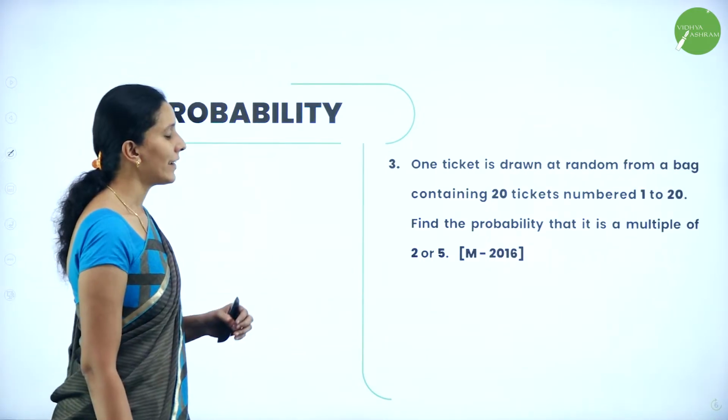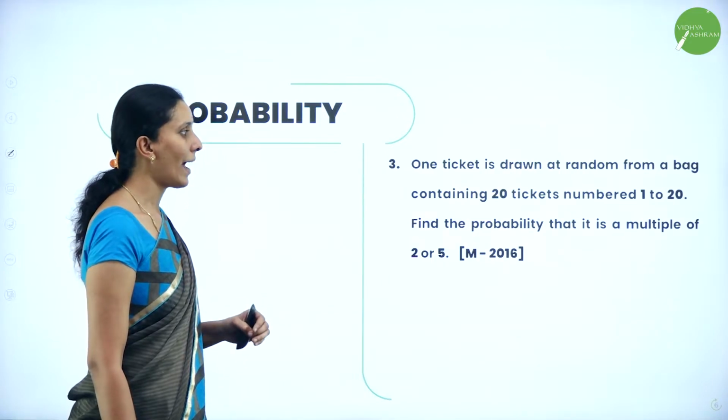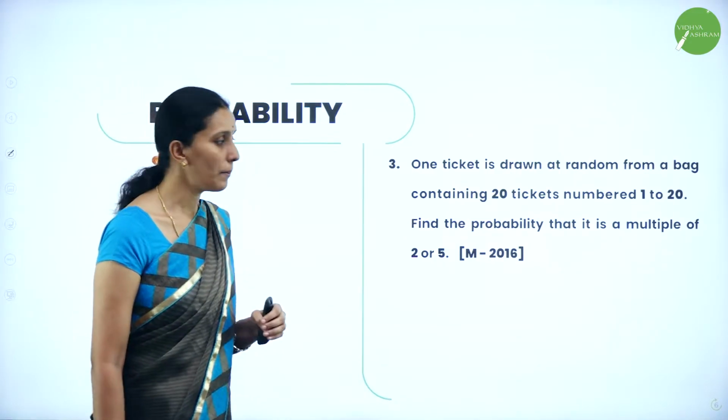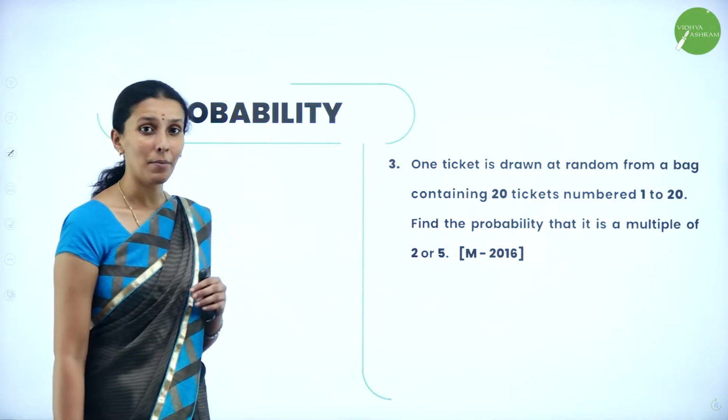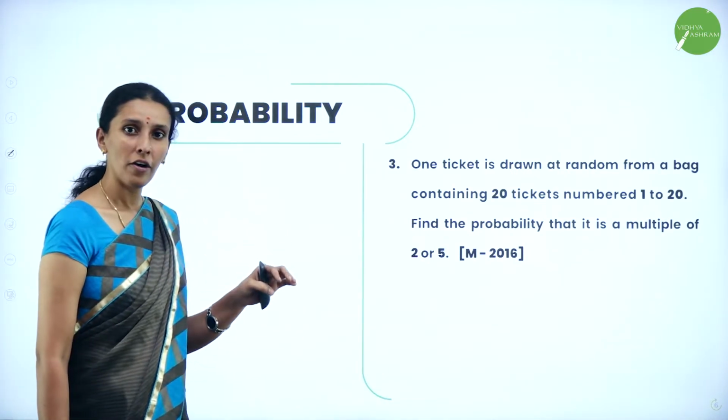Next. One ticket is drawn at random from a bag containing 20 tickets numbered 1 to 20. Find the probability that it is a multiple of 2 or 5.